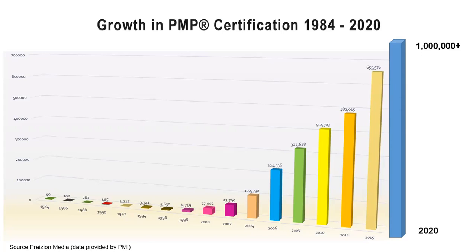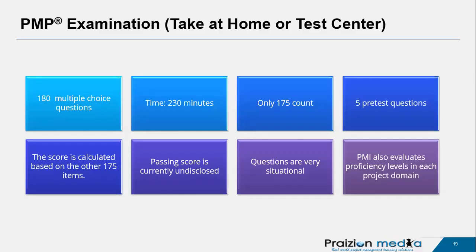So you know the requirements, but what exactly is the exam? The PMP exam is a 180 multiple choice question test. You've got 230 minutes. Only 175 of the questions count because 5 are pre-test questions. The passing score is currently undisclosed. The questions are very situational, and PMI also evaluates proficiency levels in each domain.